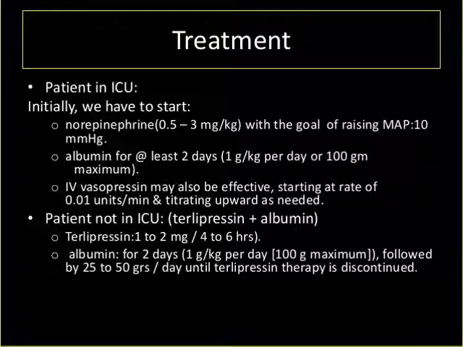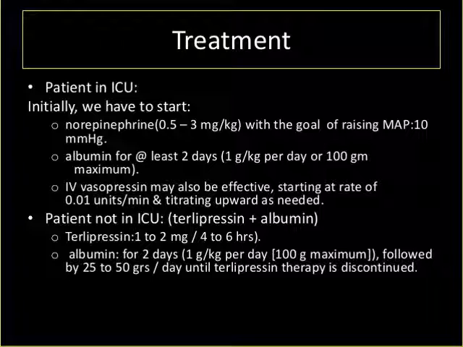What are the treatment options for hepatorenal syndrome? The patient should be hospitalized in ICU, intensive care unit. Initially, we have to start norepinephrine 0.5 to 3 milligram per kg with the goal of raising mean arterial pressure 10 millimeters of mercury. Next, albumin for at least 2 days. We start 1 gram per kg per day or 100 gram maximum. We remind you that a bottle of human albumin contains 25 gram albumin. So we start 4 bottles of albumin per day.